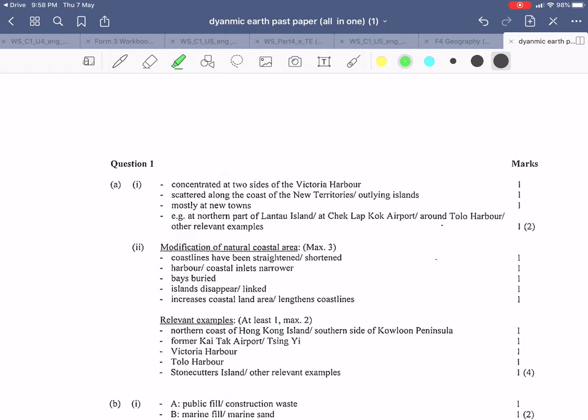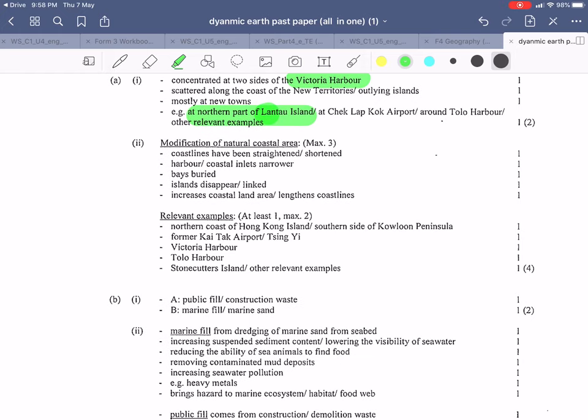Again, spatial distribution. Tell me the place name. Give some direction again. Modification of the land area. Some of you just give me this, but sorry, if you just give me how Hong Kong is changed, no marks. Give me some relevant examples.